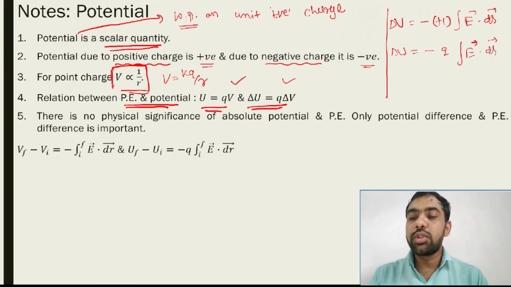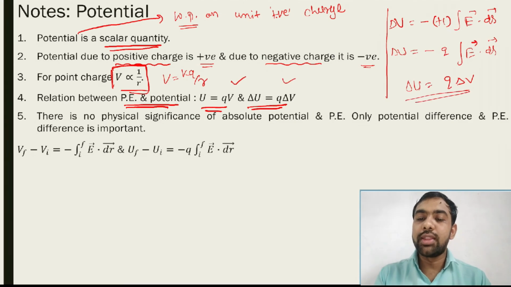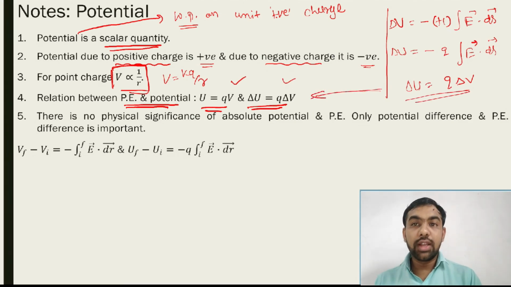See, if Q is not present, then minus E dot dr is the delta V. So it is equal to minus Q, sorry, not minus, minus is already present. So it is equal to Q delta V. So delta U is equal to Q delta V. This way you get this answer. All of you must note this. It is very important.